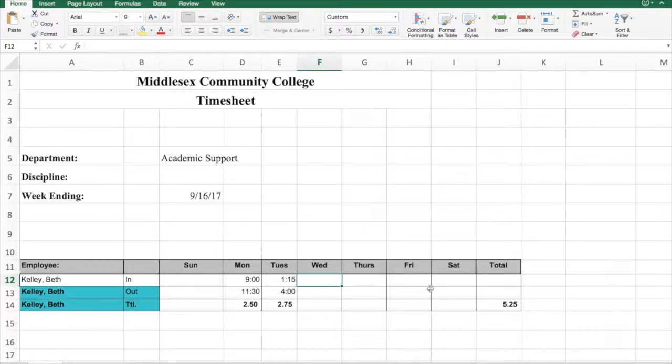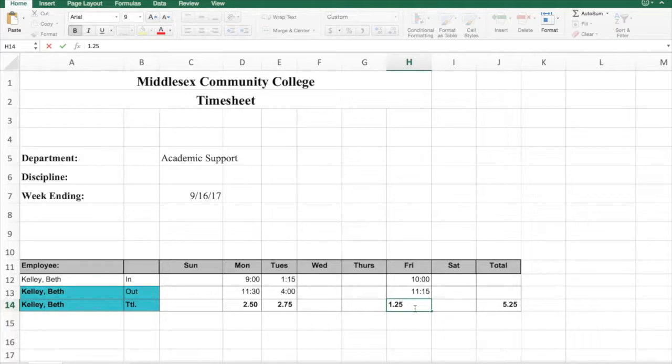Now let's say on Friday you work from 10 to 11:15. So we would put in 10 o'clock for the time in, 11:15 for the time out. This would be a total of 1 hour and 15 minutes, or 1.25, using 0.25 for a quarter hour.